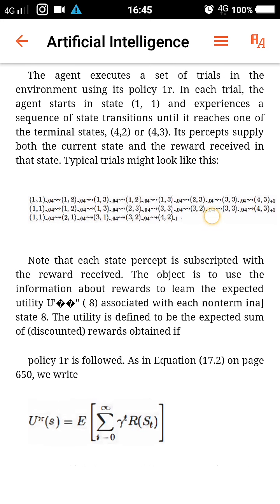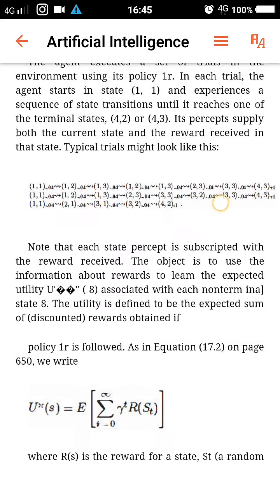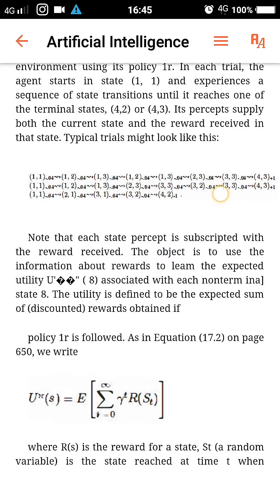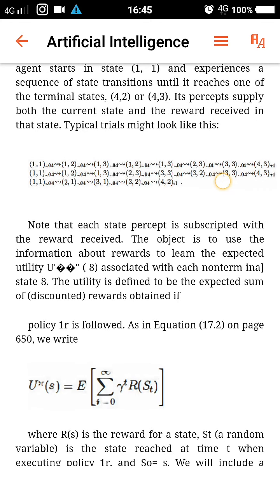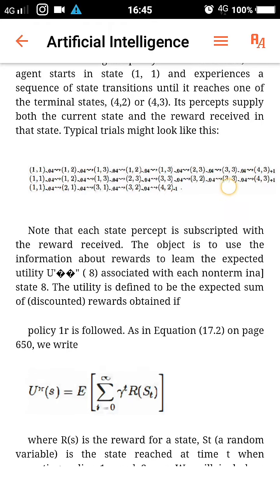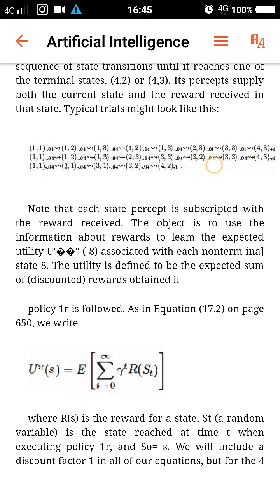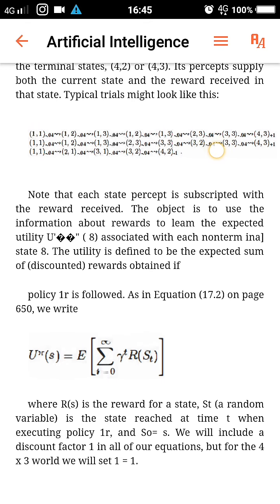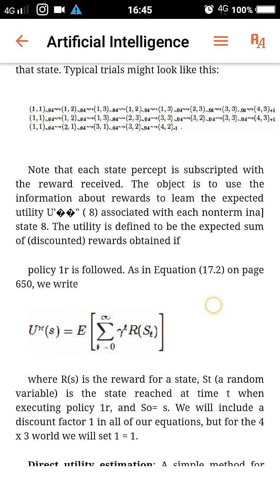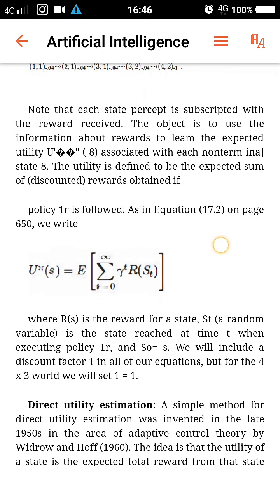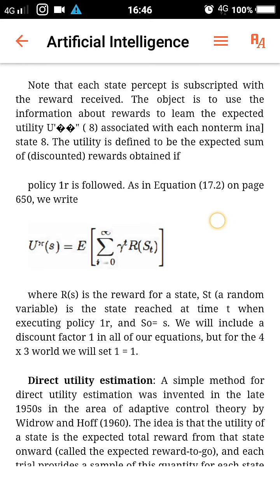The agent executes a set of trials in the environment using its policy π. In each trial, the agent starts in state (1,1) and experiences a sequence of state transitions until it reaches one of the terminal states, (4,2) or (4,3). It perceives both the current state and the reward received in that state. Typical trials might look like this. Note that each state perceived is subscripted with the reward received.